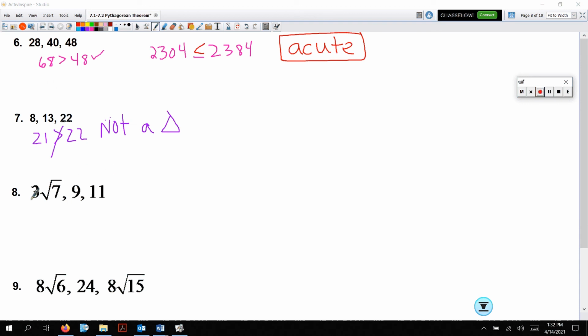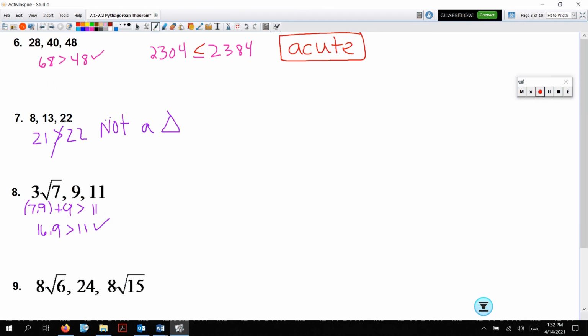So in order to determine if this is a triangle, we're just going to round for the sake of checking. Put in your calculator 3 root 7, and we get 7.94. Let's just say 7.9. We're only doing that to check if it's a triangle, not when we determine if it's acute, right, or obtuse. So 7.9 plus 9, is that greater than 11? Well, it's going to be 16.9. Yes, that is greater than 11, so it's a triangle.